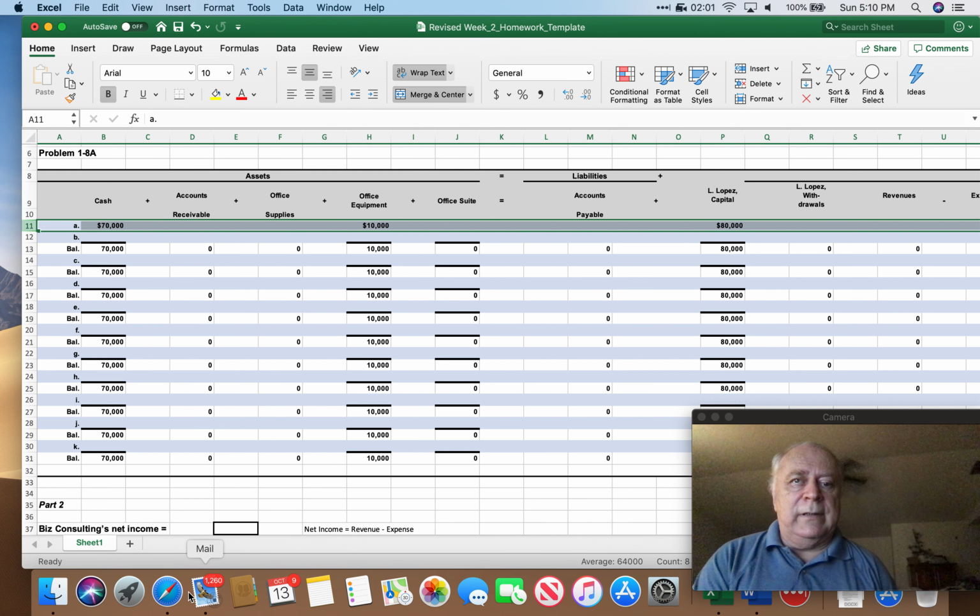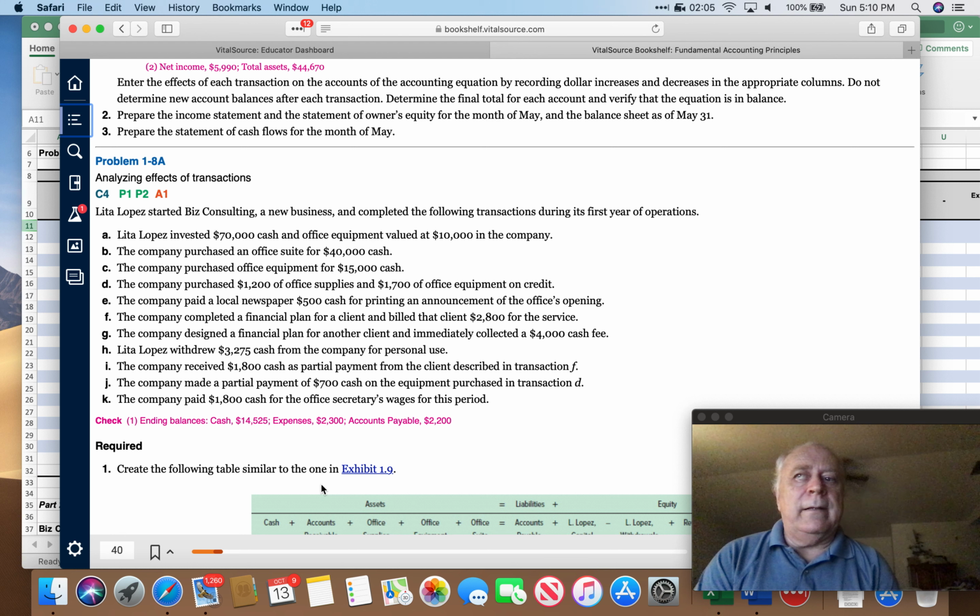If we go to the textbook and open that up, at the end of chapter 1, this is problem 1-8A, and you'll see that Lita Lopez is starting Biz Consulting. It's a new business, which means that this is the first month of operations, and it's going to give you the transactions that have occurred. And so we've got A through K. So typically what we see here is that the owner is contributing cash and other assets to the company to get it going. So here she invested $70,000 in cash and office equipment valued at $10,000.